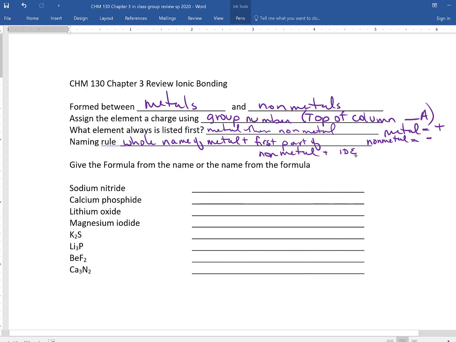So based on that, let's do these. These are the ones people usually can flip through pretty quickly. K2S would be potassium, whole name of the metal, first part of the nonmetal, sulf, plus IDE, potassium sulfide.